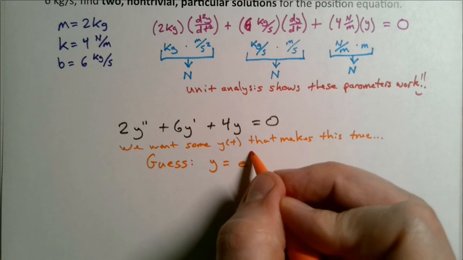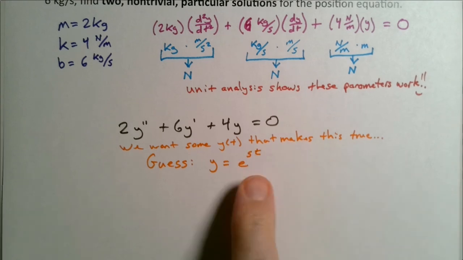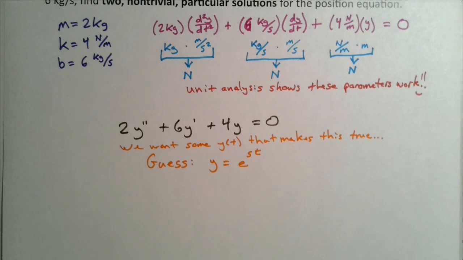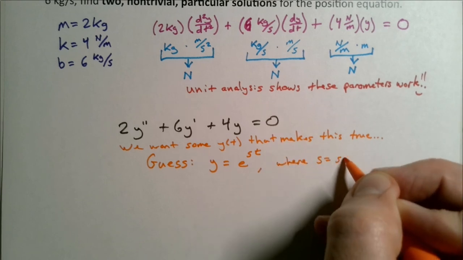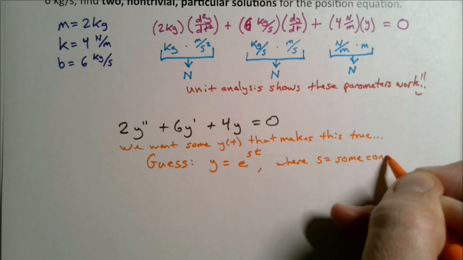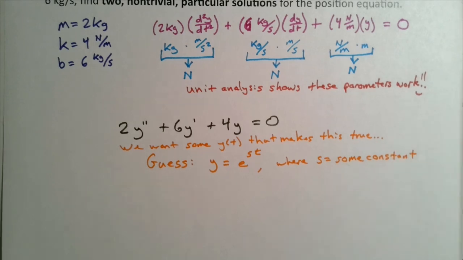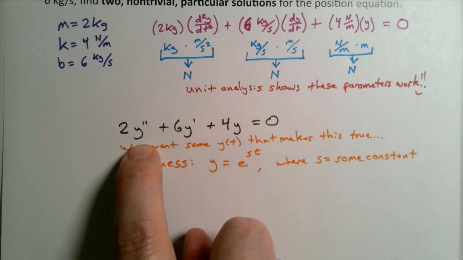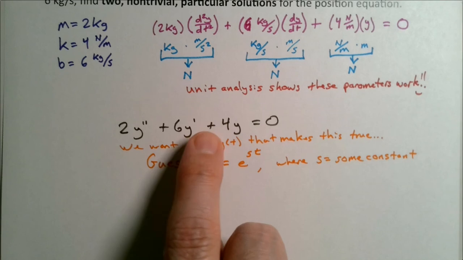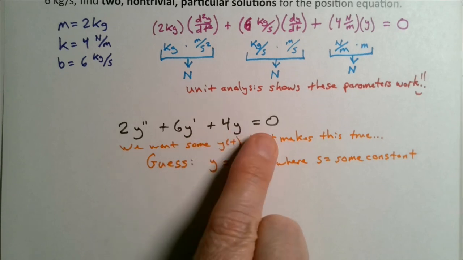Notice I'm going to say s times t. The s is used there, not an a, not a b, but an s on purpose, and that'll make more sense later on. I'm going to say where s is just some constant that we don't know, but a constant nonetheless. And if this guess is correct, then 2 times its second derivative, plus 6 times its first derivative, plus 4 times itself, has to equal 0.